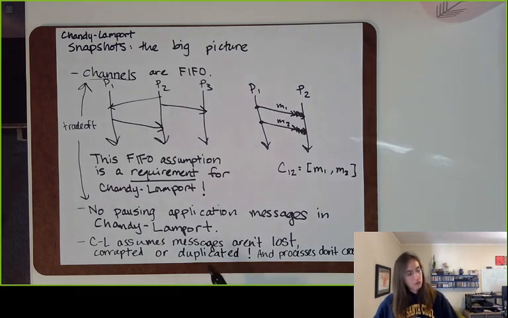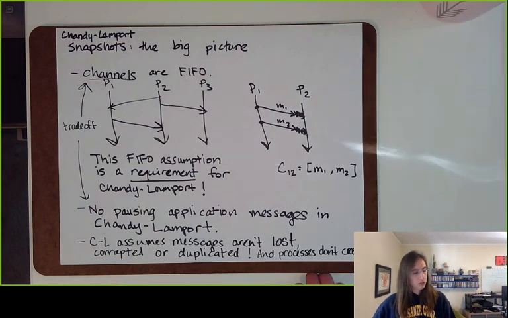So these are some assumptions that the Chandy-Lamport algorithm makes. In other words, these are requirements in order for this algorithm to work correctly. Or if you like, you could call them limitations of the algorithm. It assumes that messages aren't lost or corrupted or duplicated. It assumes that processes don't crash. And it assumes that channels have this FIFO behavior.